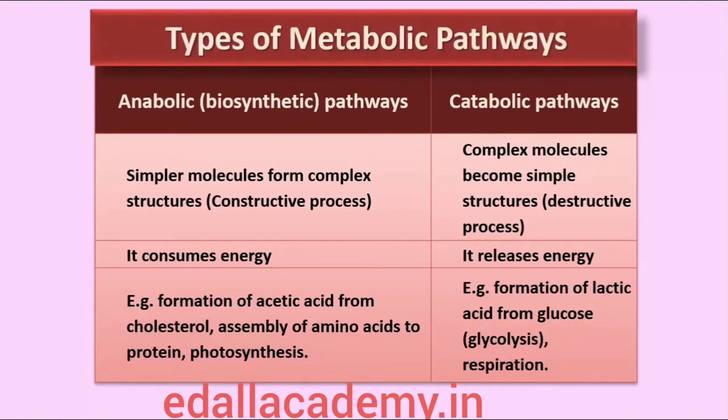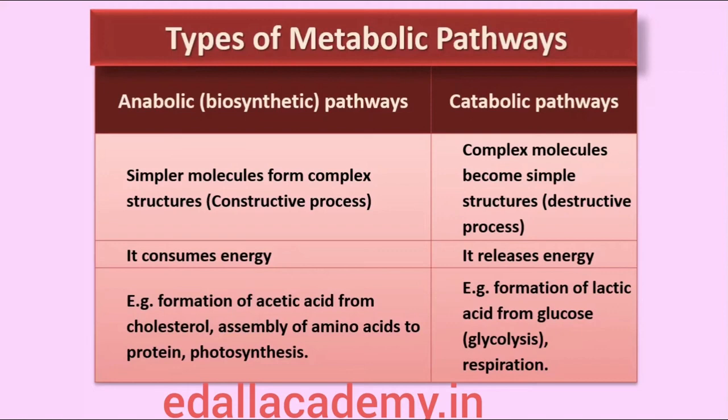Metabolic pathways can lead to a more complex structure from a simpler structure. For example, acetic acid becomes cholesterol. Or they can lead to a simpler structure from a complex structure. For example, glucose becomes lactic acid in our skeletal muscle. The former case is called a biosynthetic pathway or anabolic pathway. The latter constitutes degradation and hence is called a catabolic pathway.